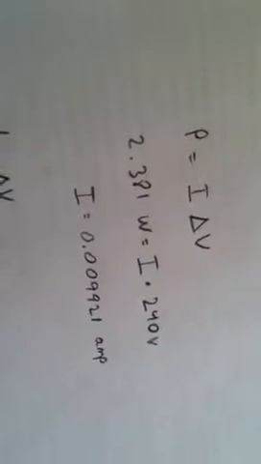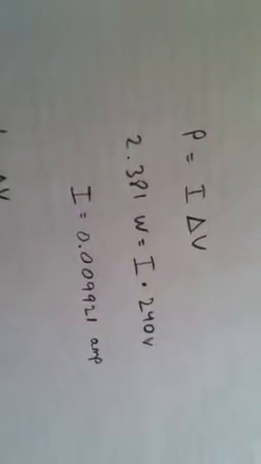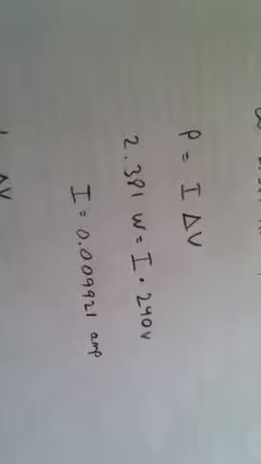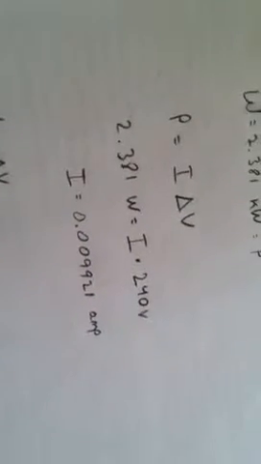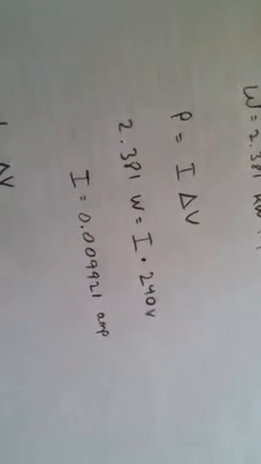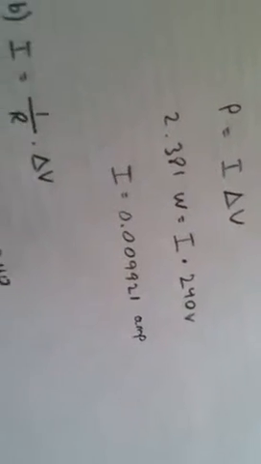And then using Joule's law, we can say that 2.381, which is the power, is equal to your current I times 240 volts, which is your potential difference. So if we solve for I, we basically get 0.009921 amperes.